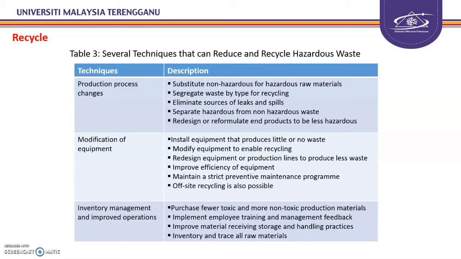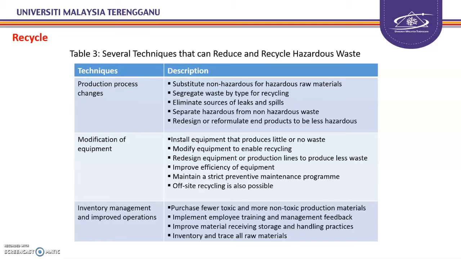Okay, the second one is modification of equipment. What we can do is install equipment that produces little or no waste. So this might consume high cost. Okay, and then modify equipment to enable recycling, redesign equipment or production lines to produce less waste, try to improve efficiency of equipment, maintain a strict preventive maintenance program, and off-site recycling is also possible.